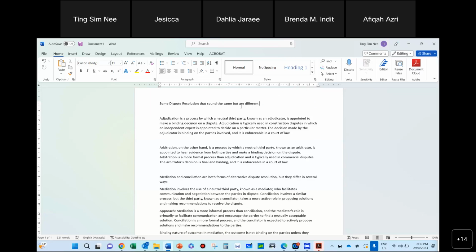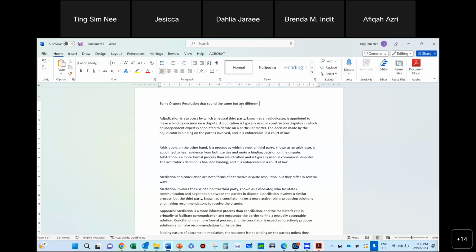Adjudication is more for construction disputes, and these are independent experts appointed for particular issues. They will make a binding decision, which is enforceable by the court of law. But if the parties still want to fight on and go for litigation or arbitration, they still can do that. The arbitrator's decision is final and binding, and also enforceable. The adjudicator's decision is binding but not final. If in the end you still want to go to arbitration, or fight all the way to court, you still can do that with the adjudicator's decision. So it is not final.